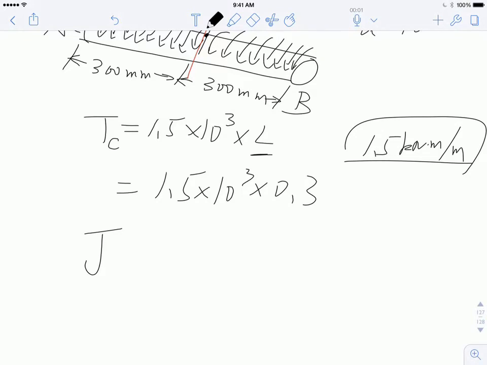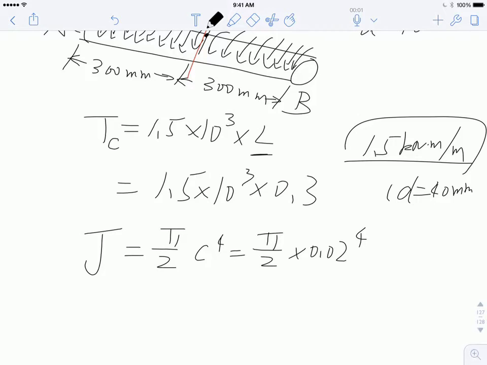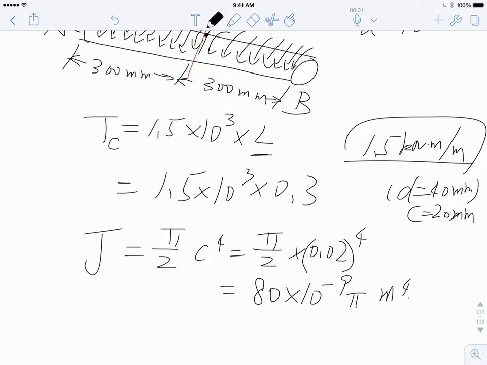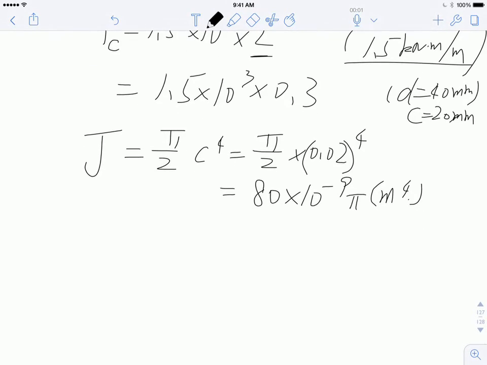And then step 2, J equals pi over 2 times c to the fourth, right? Pi over 2 times 0.02, because my diameter is 40, so c, the radius, is 20. Don't forget that, okay? Transfer everything to meters. Then you'll have an answer roughly equal to 80 times 10 to the minus 9 pi meters to the fourth. Okay? Alright, so next is easy.